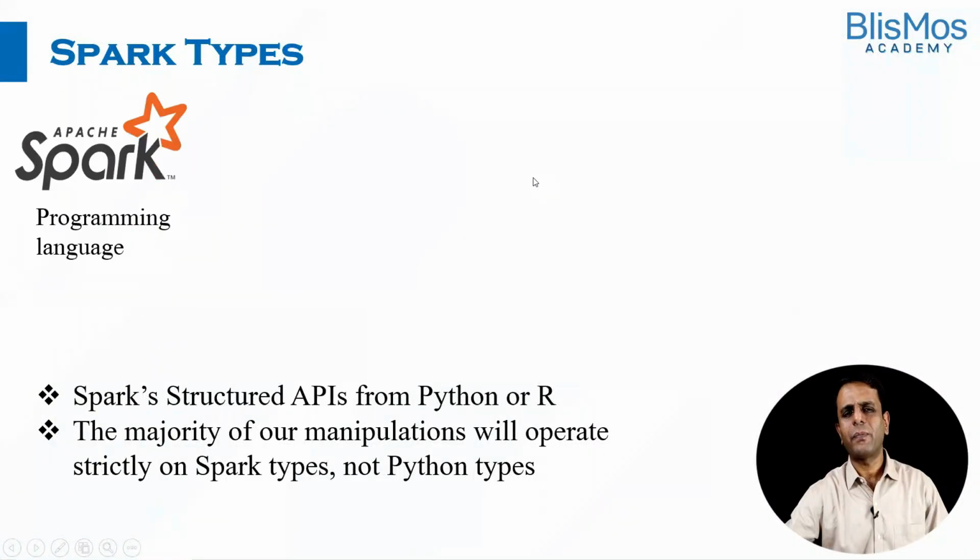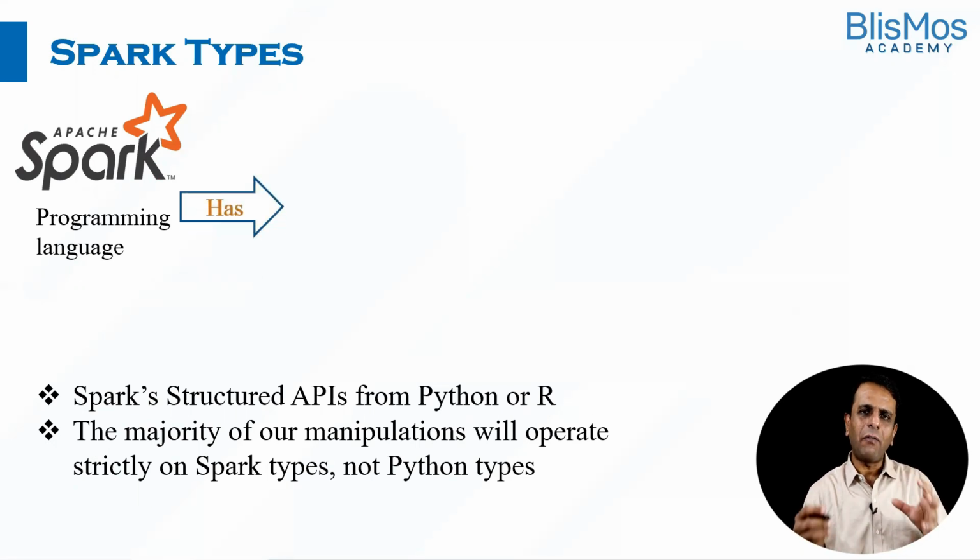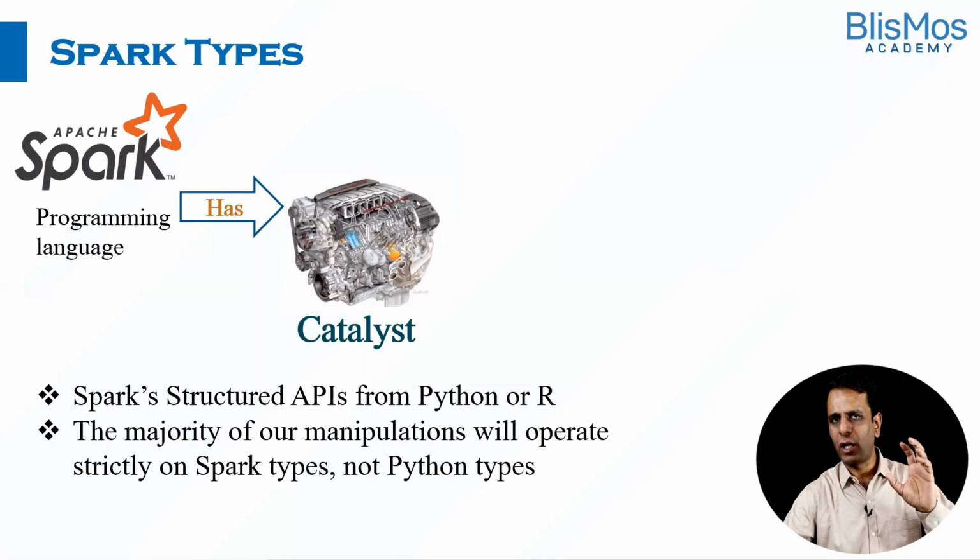Welcome back. We have been talking about different language APIs which are being supported in Spark. If I ask you whether Spark is a programming language on its own or not, yes, it is. Spark is a programming language on its own. So when we have a programming language on its own, it is bound to have its own types, right?